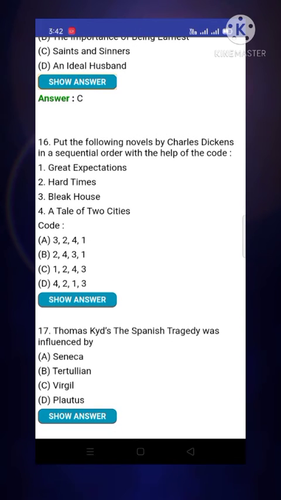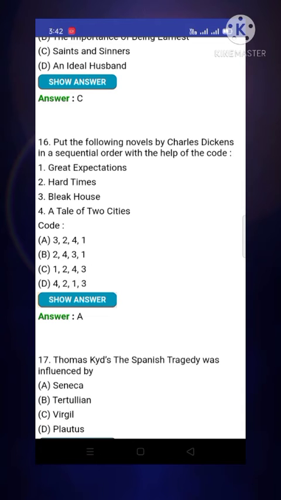Now the 16th question: put the following novels by Charles Dickens in sequence order with the help of the code. There are four novels written by Charles Dickens. We have to put them in order, and the correct option is A, 3 2 4 1. That means Bleak House, Hard Times, then A Tale of Two Cities, and Great Expectations.